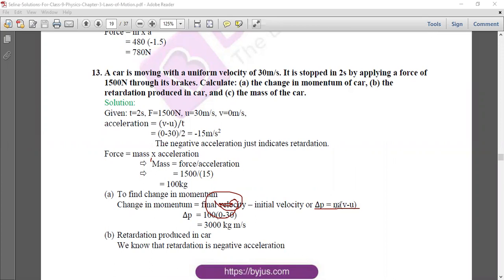So delta P is equal to M, which is 100 kg, into bracket V minus U, that is 0 minus 30. So your delta P will be minus 3000 kg meter per second.